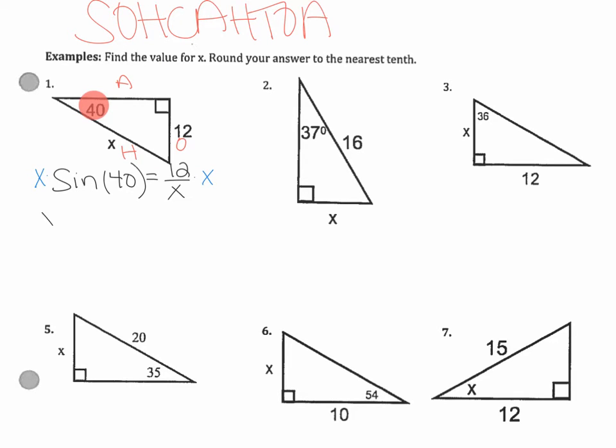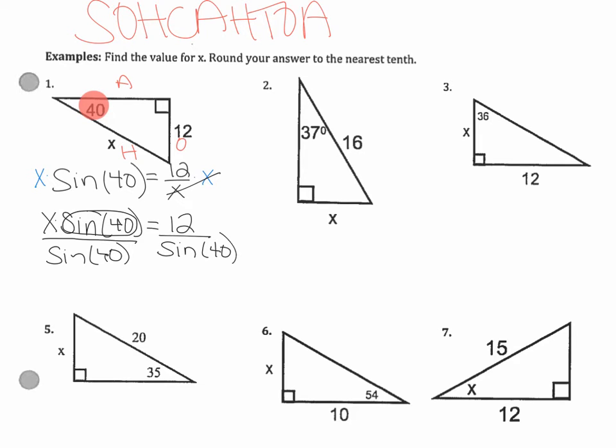So I have x sine of 40 equals 12. Is x by itself yet? No. Well, x is connected with sine of 40. So remember I said sine of 40 is like one giant variable. How are sine of 40 and x connected? By multiplication. What's the inverse of multiplication? Division. So I'm going to divide by sine of 40.